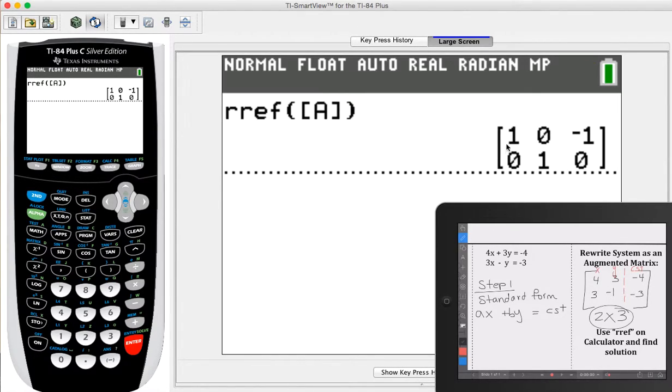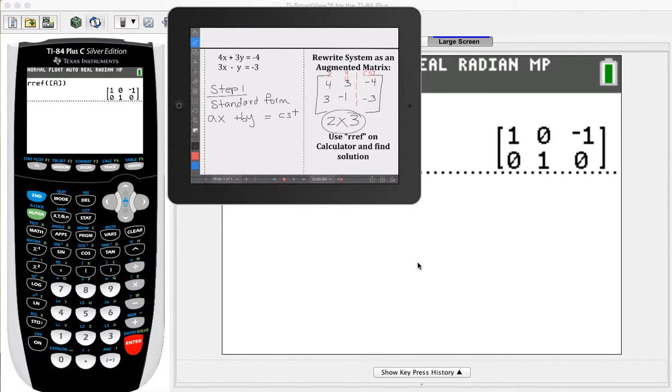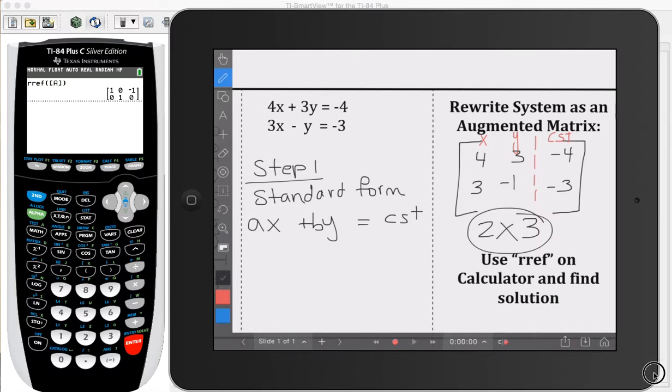Now you will always have 1 and zeros over here. Now you always look at the last column to get the solution. The first number is going to be your x and the second number is going to be your y. So x is equal to negative 1 and y is equal to 0, and this is how you enter the solution. So let's go ahead and write that down. The solution is negative 1, 0.